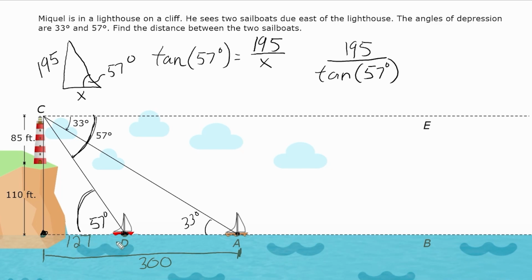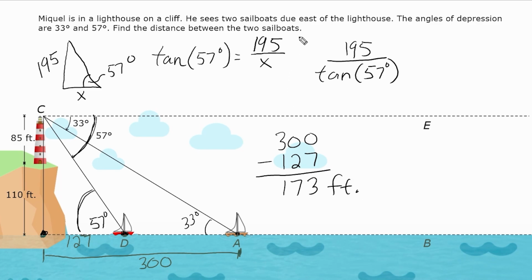127 feet. So if we took this total distance of 300 and we subtracted 127 of it, what we would have remaining is the distance from D to A. So we're going to take 300, and we're going to subtract 127, which is going to leave us with 173 feet.